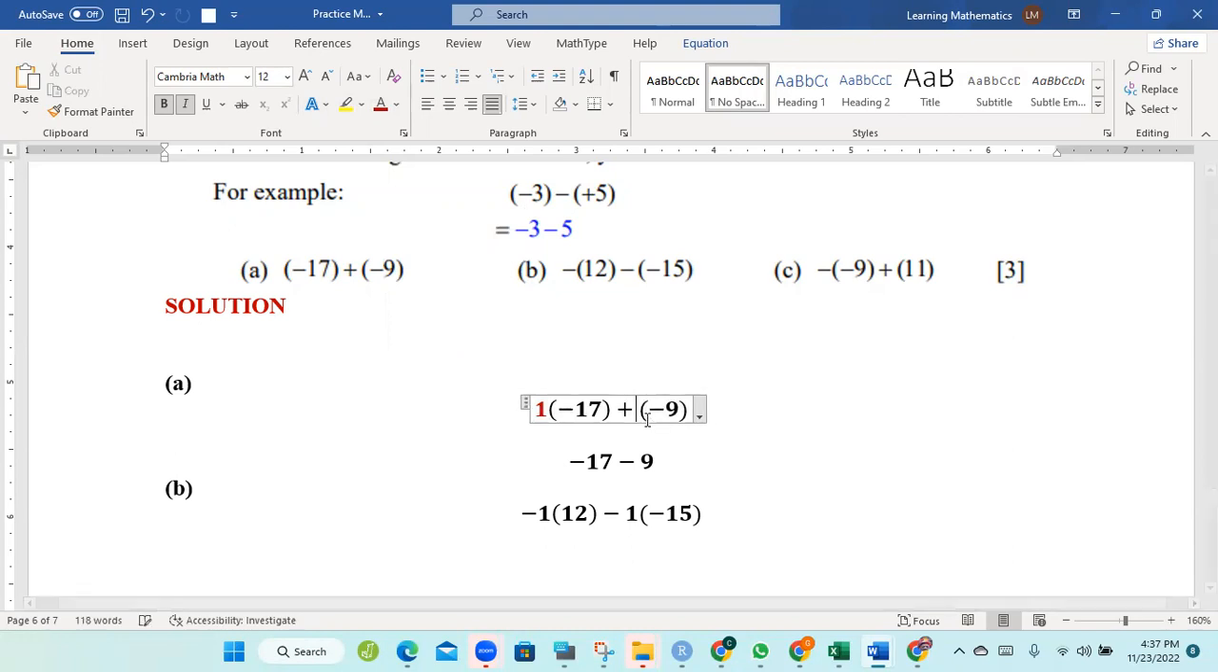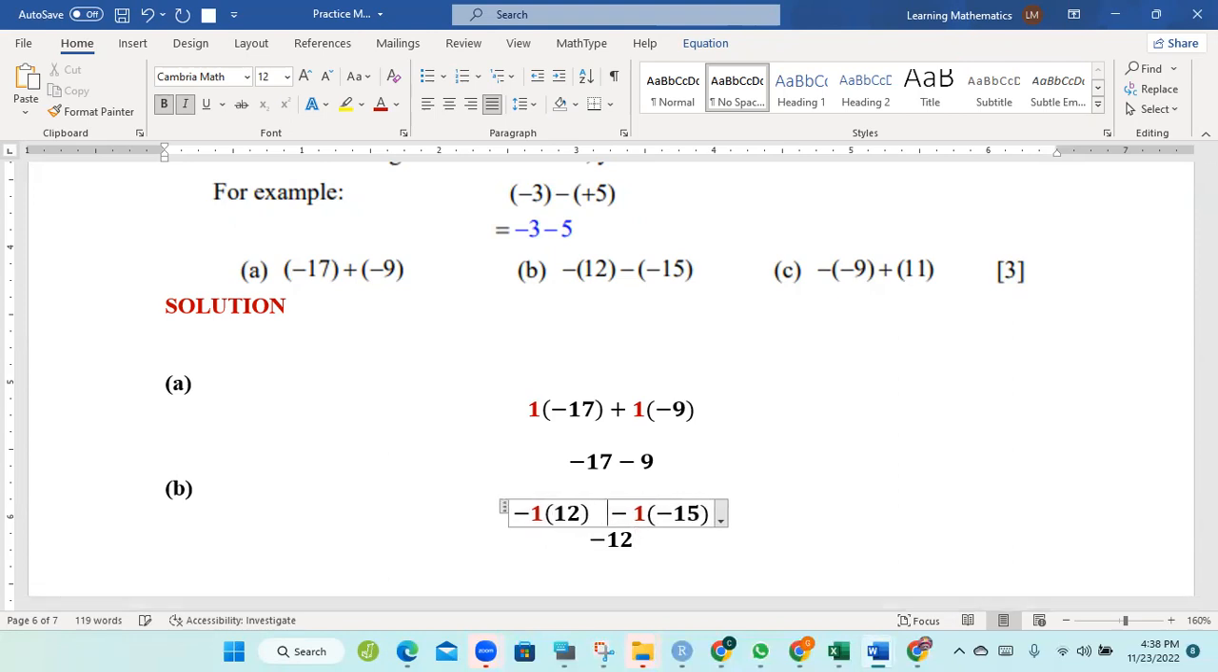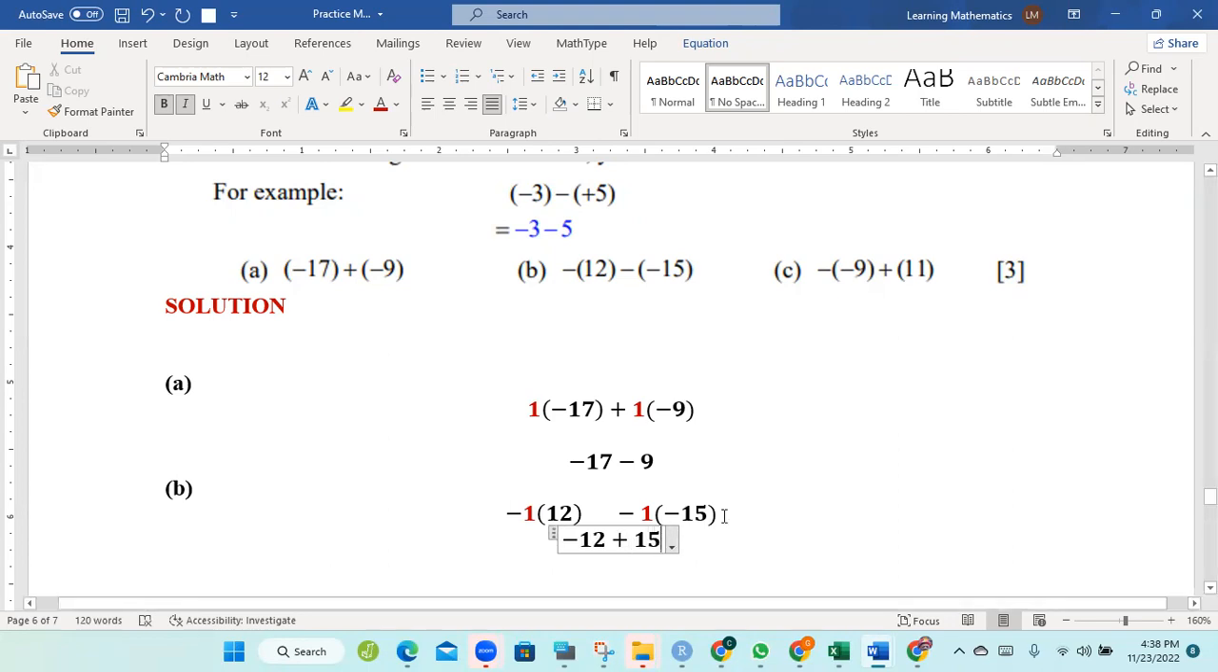If you don't see a number, there's an invisible 1. If there's a negative sign, it's a -1. If it's a positive sign, it's a +1. So a -1 by 12, that's -12. And here now, what is going on there is a -1 times a negative. A negative times a negative is a positive. So that's a +15 right here for part B. Scenario C now.